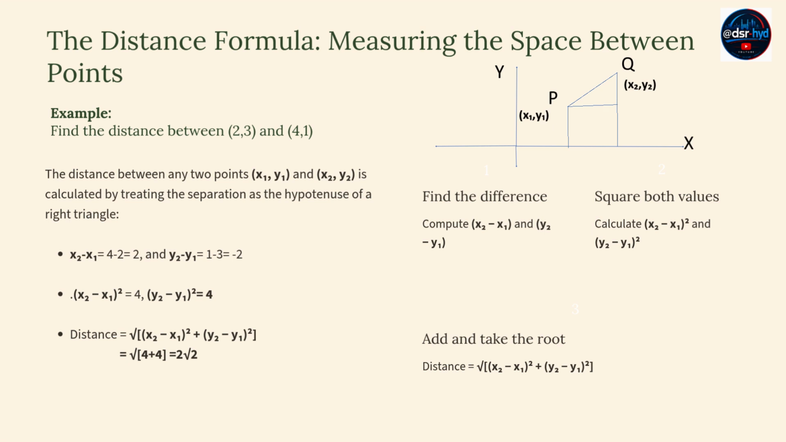Distance formula example. Let's solve an example. Find the distance between the points (2, 3) and (4, 1). First, subtract the x-coordinates. 4 minus 2 equals 2. Next, subtract the y-coordinates. 1 minus 3 equals minus 2. Now square both values. 2 squared is 4. Minus 2 squared is also 4. Add them together. 4 plus 4 equals 8. Finally, take the square root, which equals 2 square root 2.